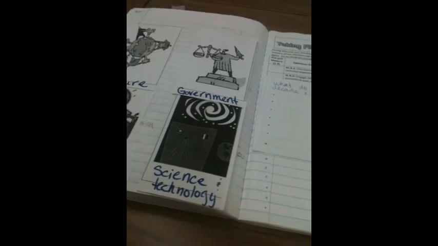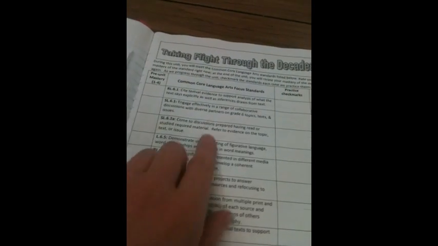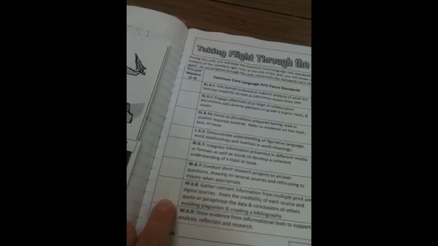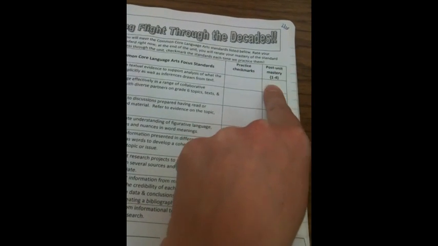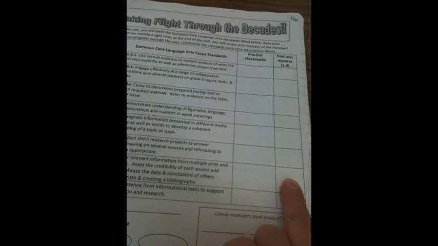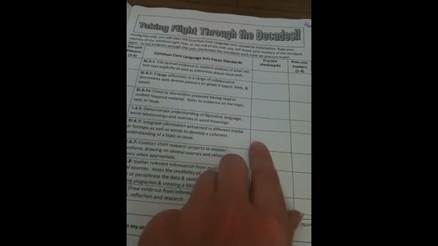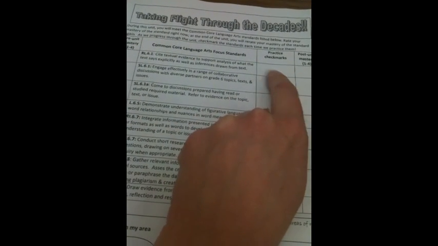Now, here's where we're starting to get into our research project. We've got our Taking Flight Through the Decades unit header. We've got all of our standards. You should have a pre-unit mastery rating level where you have determined on a level of 1 to 4 how well you think you can already do this standard. Now, many of these standards you've done already in my class or in English class. At the end of the unit, we will rate our mastery again to see if we have a better understanding since we've had more time to practice. During the unit, we're going to be checkmarking each time we practice one of these standards.